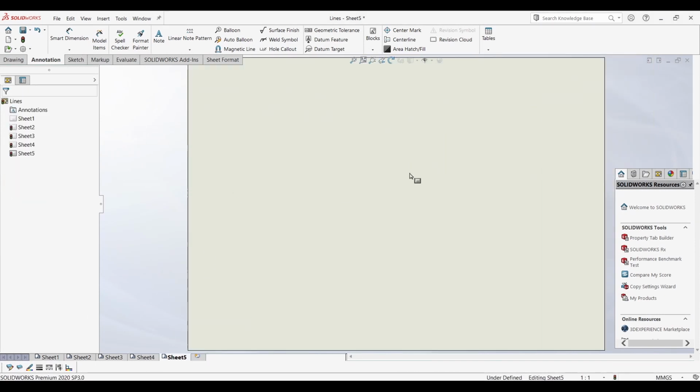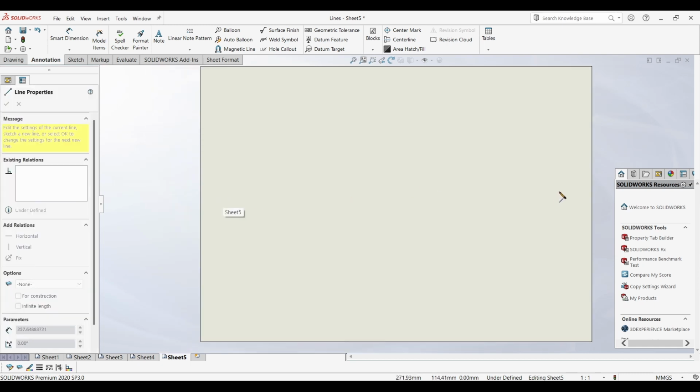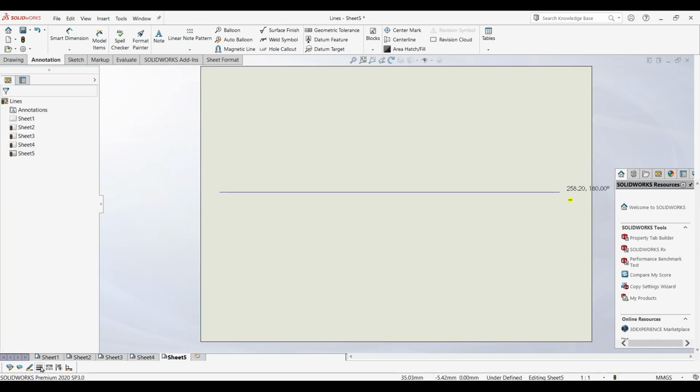New sheet, we have it here. Let us start with our basics. XY line, starting from here to here, and then our construction line, point Q.